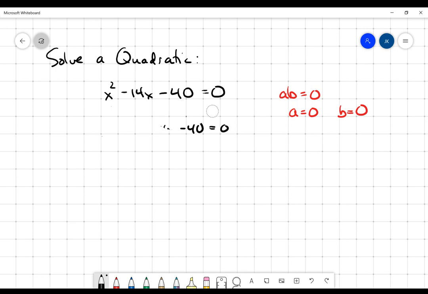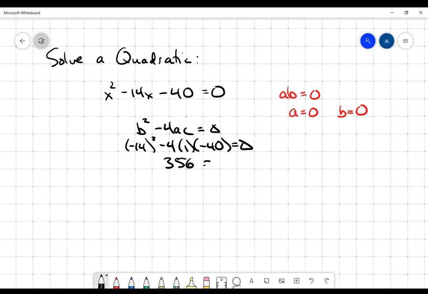Or at least maybe I should say it like this. If I take a look at this and my first attempt to factor here doesn't work, what I should check here is my discriminant. Okay, my discriminant here. And sometimes we use the symbol delta to represent the discriminant. So b is going to be negative 14 squared minus 4 times a, which is 1 here, and negative 40. And that's equal to my discriminant. And when I put that all together, I think I'm going to get 356.